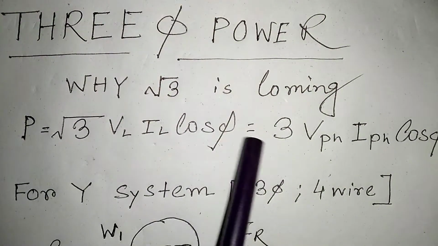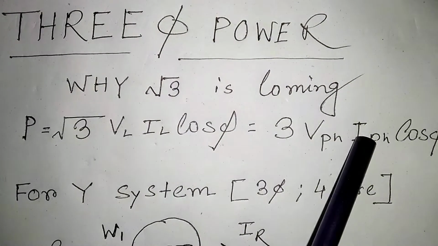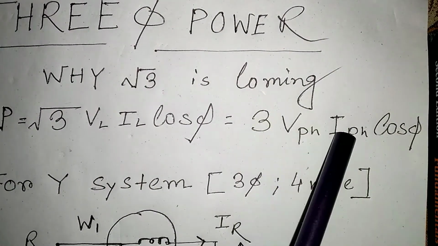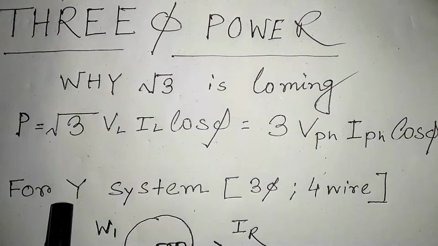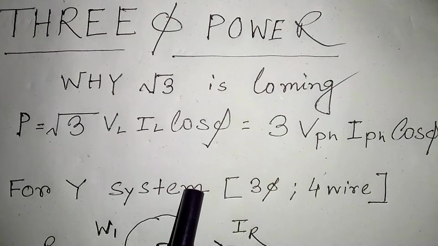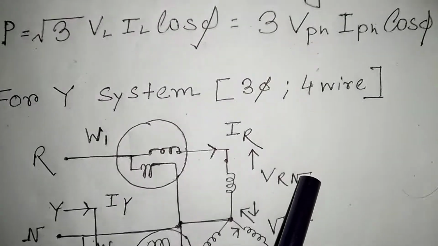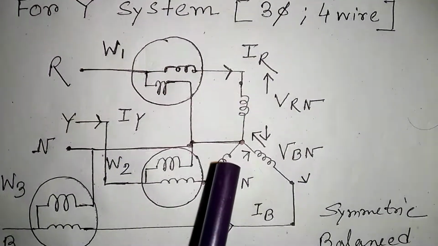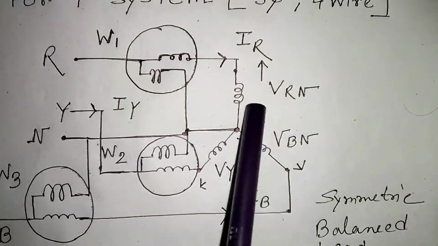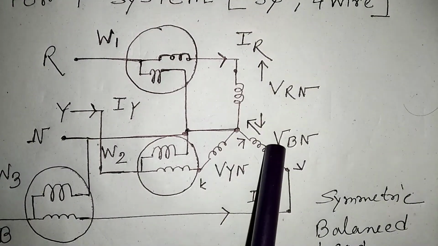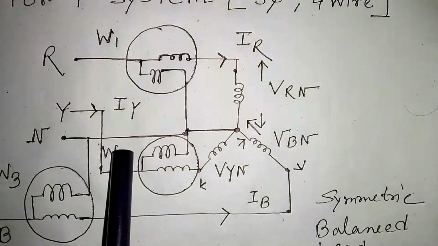And this is also equal to 3 times phase voltage times phase current times cos phi, for both star and delta connected systems. Now I have taken a star connected system and I have considered a 3-phase 4-wire system. This is the drawing. This is a 3-phase 4-wire system and this is a star connected system. A star connected system is a 4-wire system.